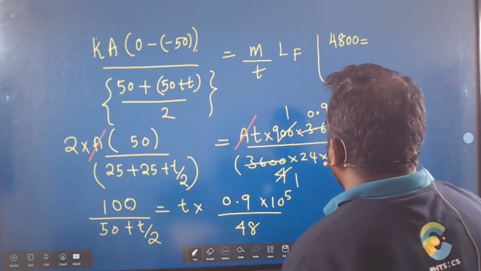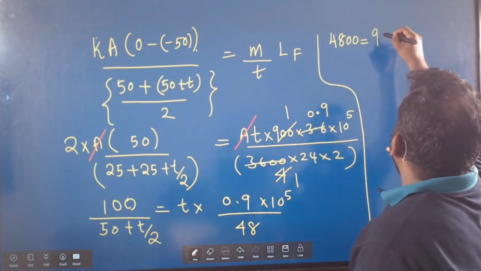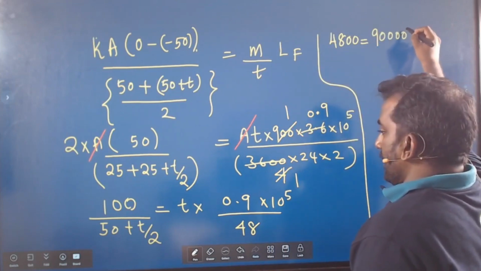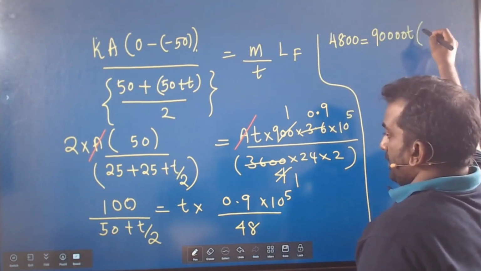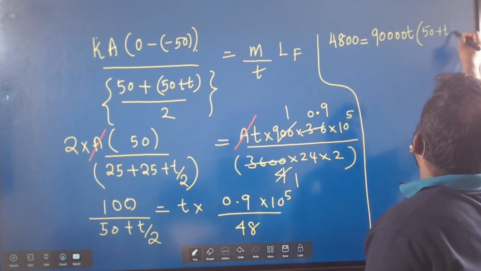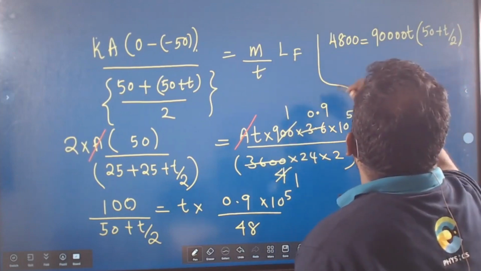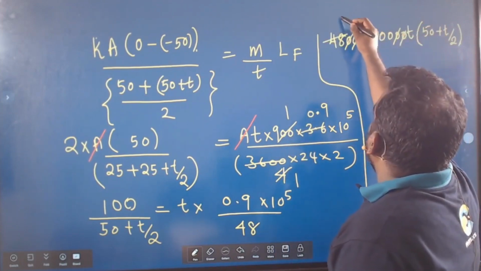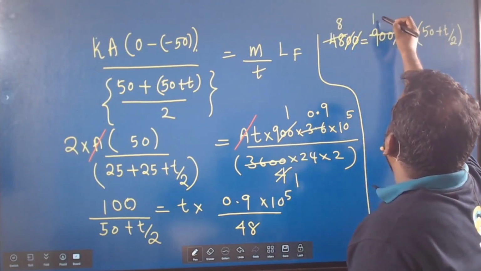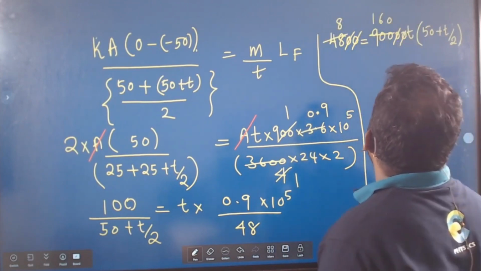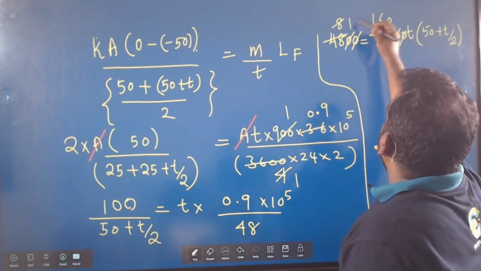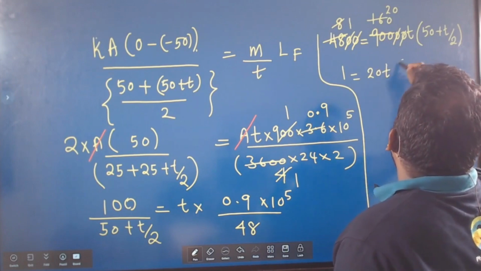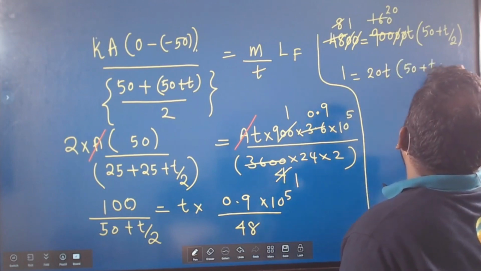4,800 over 9 times T, 50 plus T divided by 2. The 2 zeros cancel off. 6 times 8, 6 times 1, for 30 you have 6. 8 times 1, 8 times 20. 20T, 50 plus T over 2.